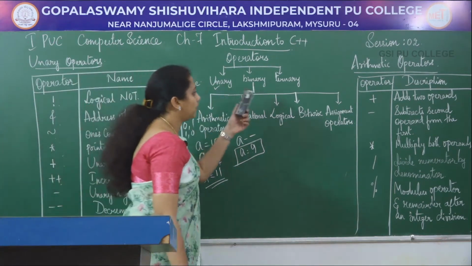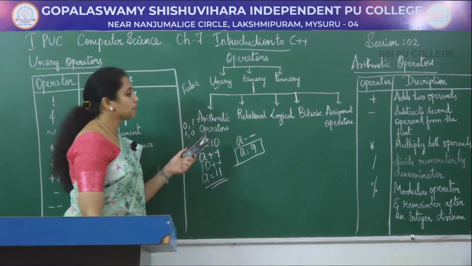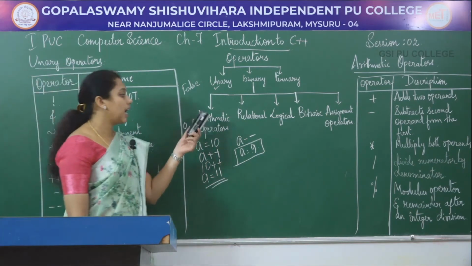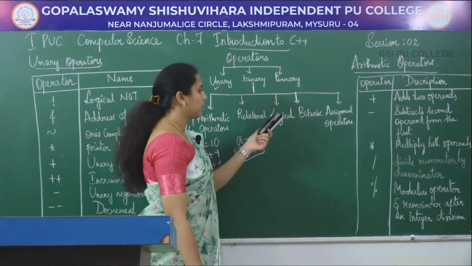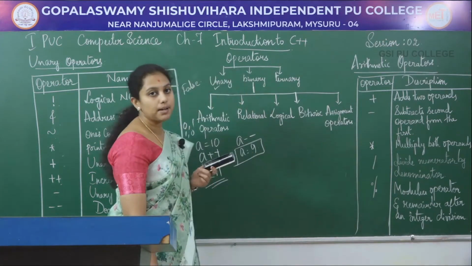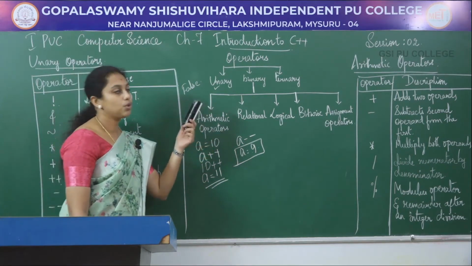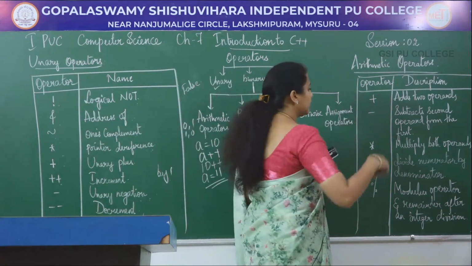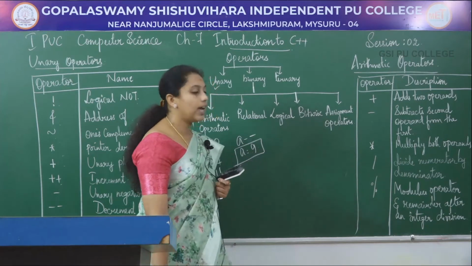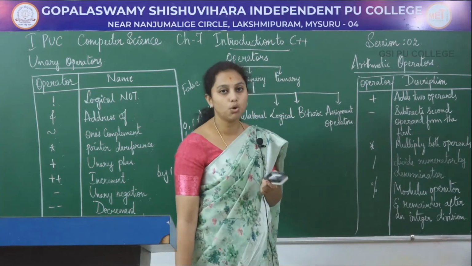Next is binary operators. Binary operators operate on two operands. Binary operators are of different types: arithmetic operators, relational operators, logical operators, bitwise operators as well as assignment operators. Now let's see what arithmetic operators are. Arithmetic operators are addition, subtraction, multiplication, division and modulus. The arithmetic operator plus is used to add two operands.